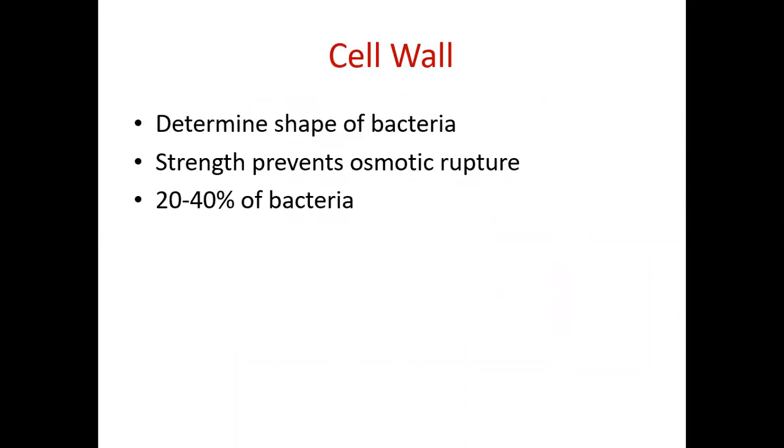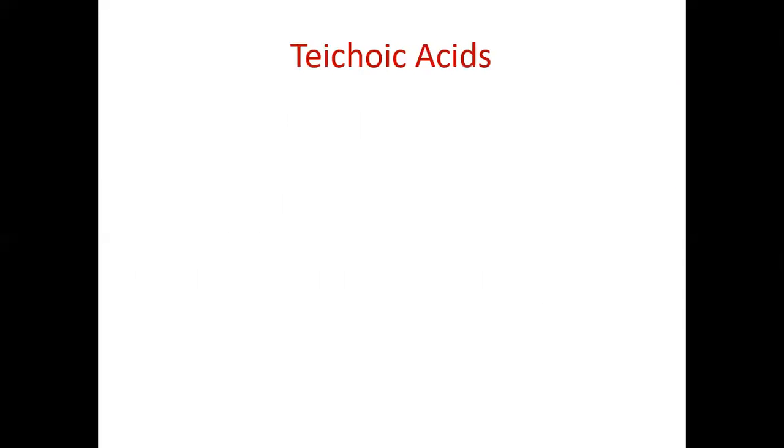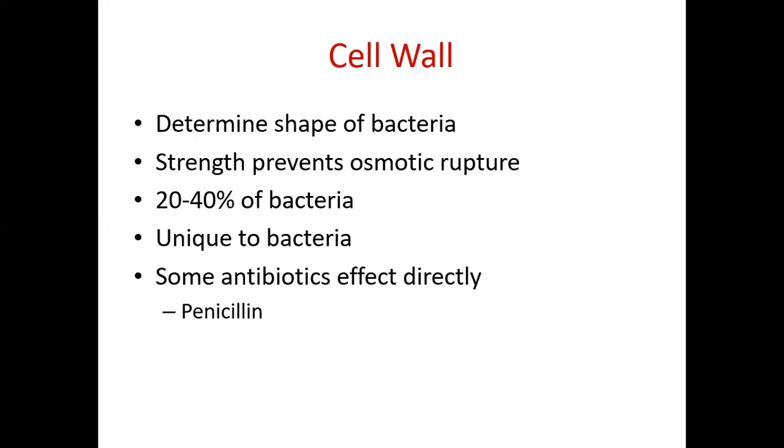Now, the cell wall determines the shape of bacteria and gives strength to prevent osmotic rupture. It makes up 20 to 40% of the bacteria and is unique to bacteria. Some antibiotics act directly against the cell wall, such as penicillins.